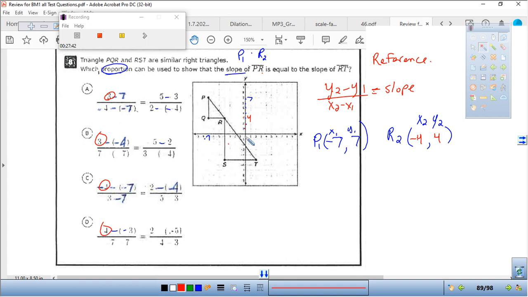Let me make sure I got these coordinates right. No, this is 3. I could have done it wrong, so let me check again. Negative 4, 1, 2, 3. Yeah, that's correct, negative 4, perfect. So I'm going to go to Y2, which happens to be the first thing that I plug in here.